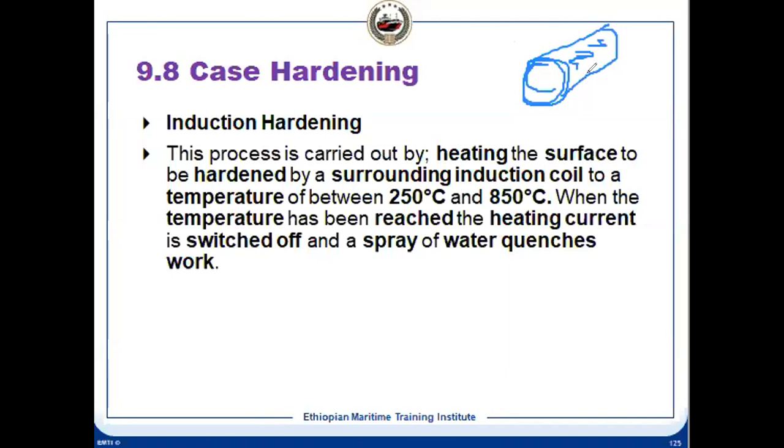So what we do is increase the surface temperature, but the inside temperature we don't increase. So how can we do that? Suppose we move a flame. For example, we are moving a flame in this direction, and once the flame is moving, the temperature on the surface will increase to 250 to 850 degrees centigrade.